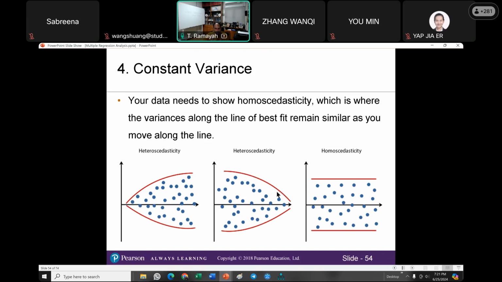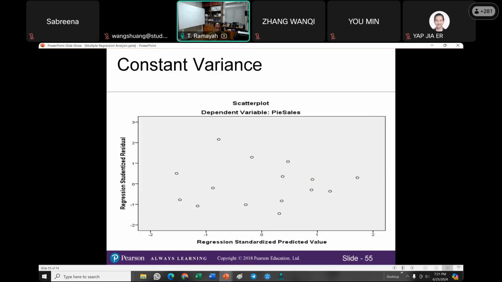Okay. On the right hand side, we have variance large here, and then they become small. So this is what we call heteroscedasticity, or non-constant variance. This is the one we are expecting to see in a multiple regression analysis. The variance remains the same, doesn't matter today, tomorrow, or day after tomorrow. This is called time. Okay. This is assumption number 4, called the constant variance.